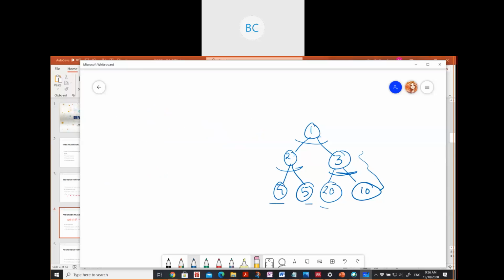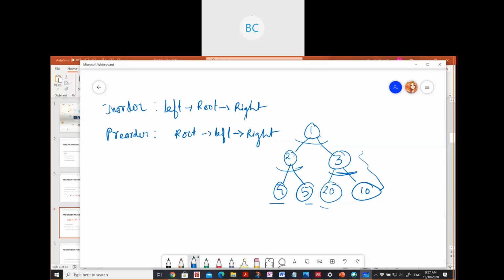So just giving you a summary, we have in-order, which moves left, root, right. Then we have pre-order, which is your root, left and right. And then we have post-order, which goes opposite, which is left, right and root.